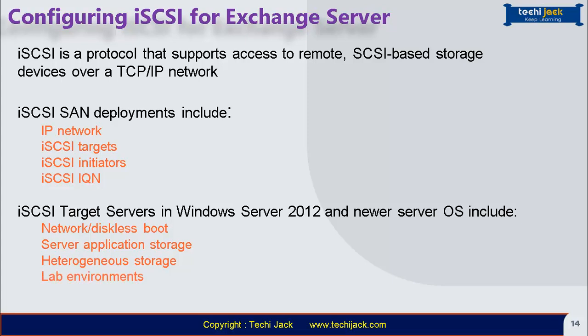Lab environments. It enables your Windows Server 2016 and Server 2012 computer to be a network accessible block storage device, and this is useful in situations where you want to test applications before deployment on SAN storage. So this was the overview of configuring iSCSI for Exchange Server. Let's move on to our server and try to configure iSCSI and mailbox databases.